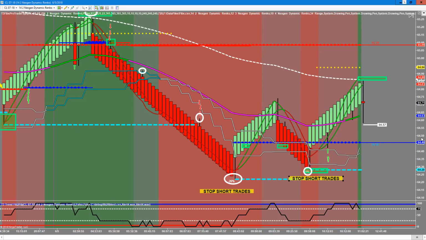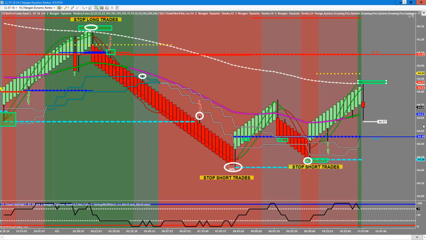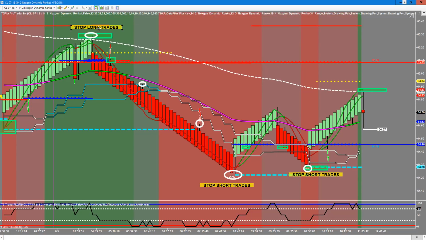Now look, same rules. Again, we've got the background color changing, which is really nice. But look what happened last time. Stopped doing long trades and we rolled over and went down a lot further. So we're at that 165 again with the big gap. So that's it. No more high probability trades until something else happens.